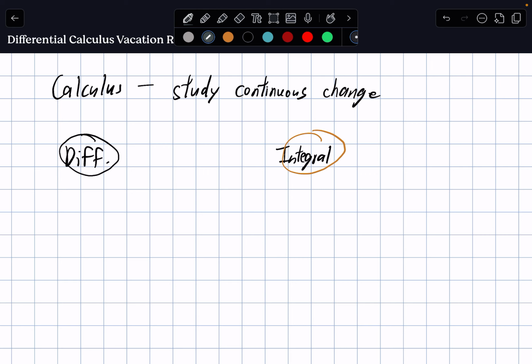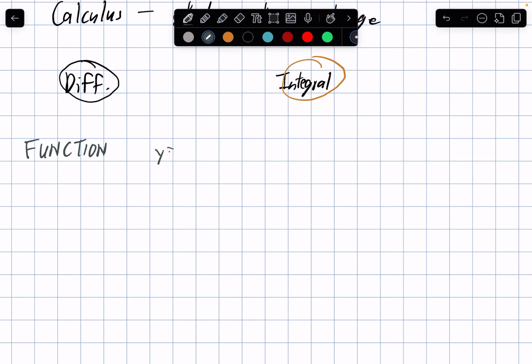So let's have a recall first. What is a function? So let's say y is equal to f of x. This is any expression that is made up of a variable as well as some constants. So let's say x squared plus 1. The constant is 1, the variable is x, and there's a degree, that's squared.